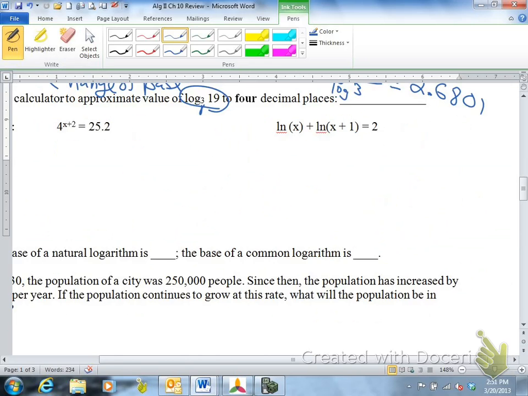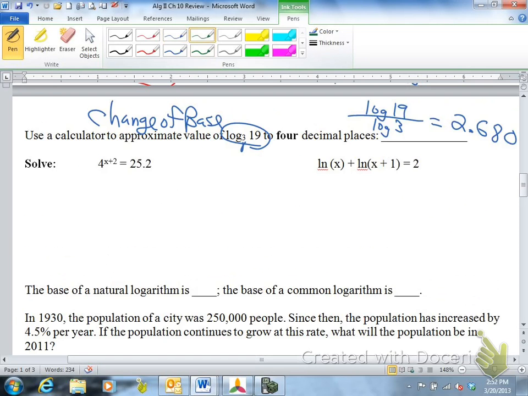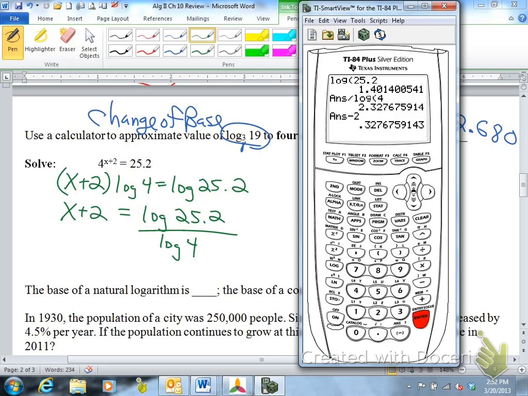The next two questions, when you have a variable exponent, you would log both sides, bring down the exponent, log 4 equals log 25.2. And to solve for x, you would divide both sides by log 4, and then subtract 2. 3277.